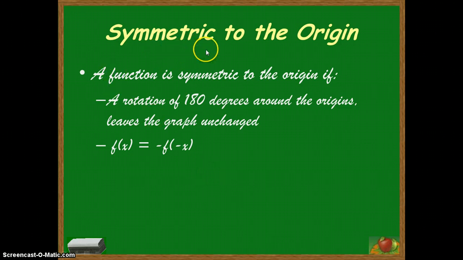A function is symmetric to the origin if basically a rotation of 180 degrees around the origin leaves the graph unchanged. The algebraic test for this is f of x equals negative f of negative x. This is not a negative sign, but a bullet.